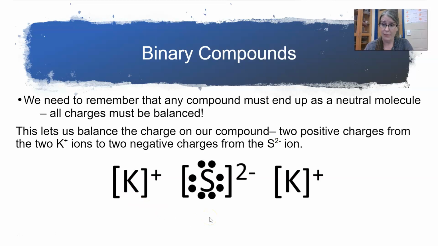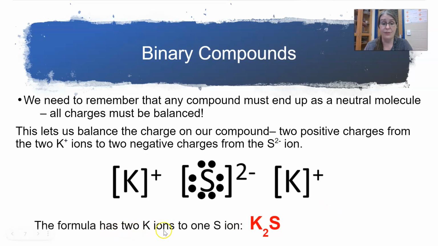I need to go ahead and make that into a formula. And so I'm going to write that using subscripts, the small numbers on the bottom. Think about when you've seen formulas like H2O or C6H12O6 in biology. So this formula has 2 potassium ions, and we're going to show that by using the 2 subscript on the K, K2S. So let's think about another example.